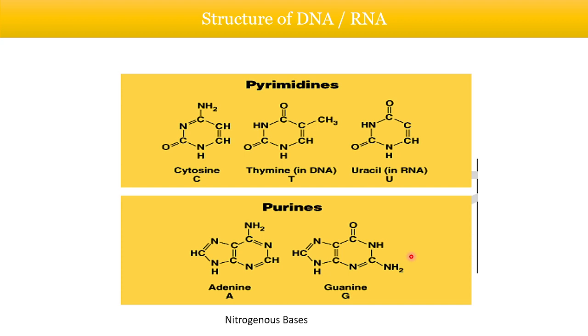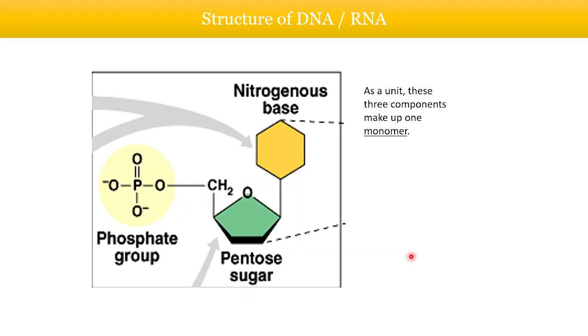And in this manner you can also comment on the side chain groups, or the groups present on the sides of these pyrimidines and purines, and their different names. So there can be questions on these structures. Okay, so as a unit, these three components are involved in making up a monomer. So this is the monomer.